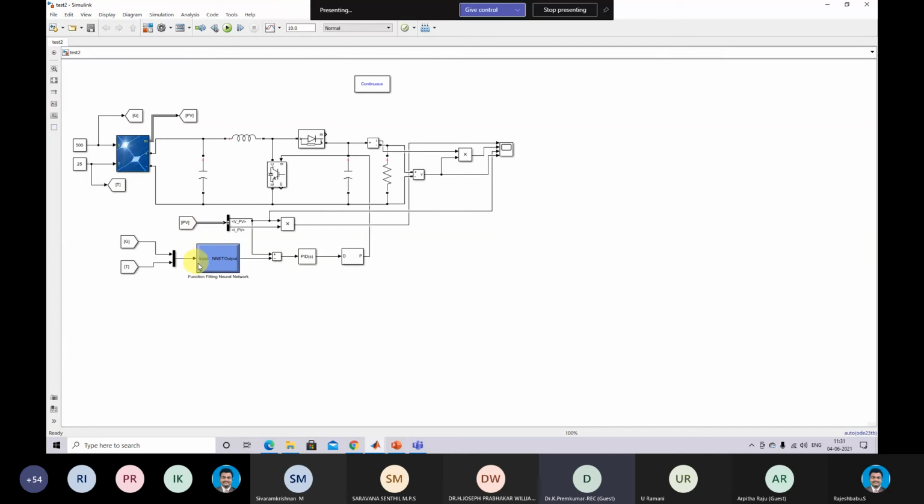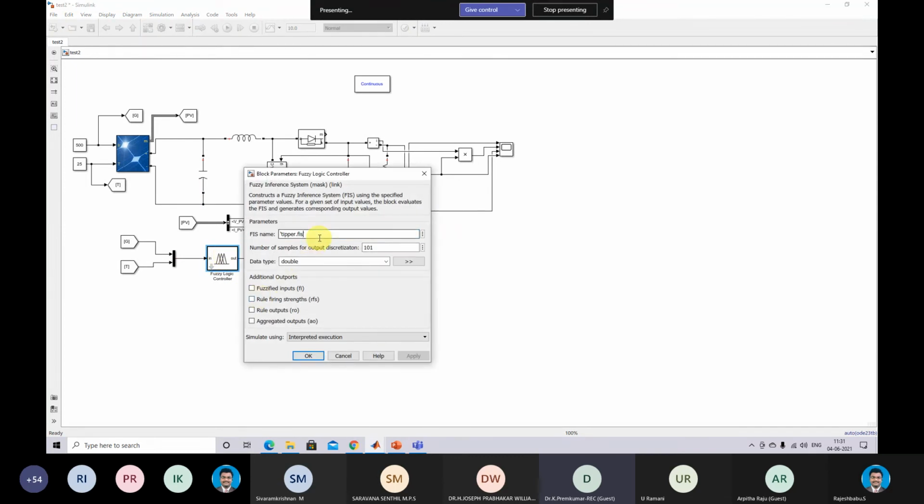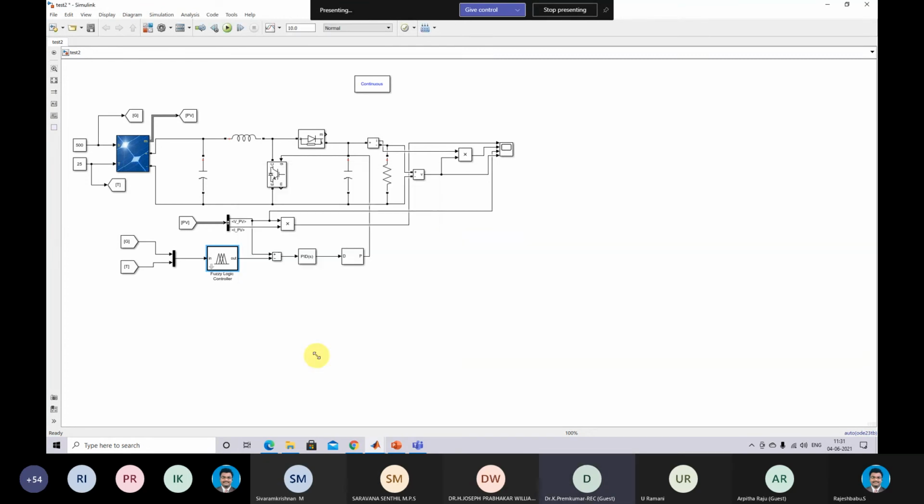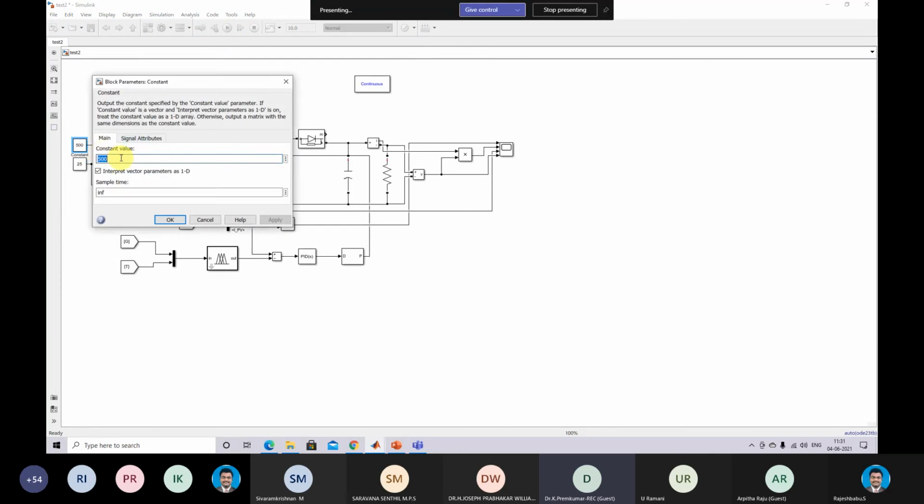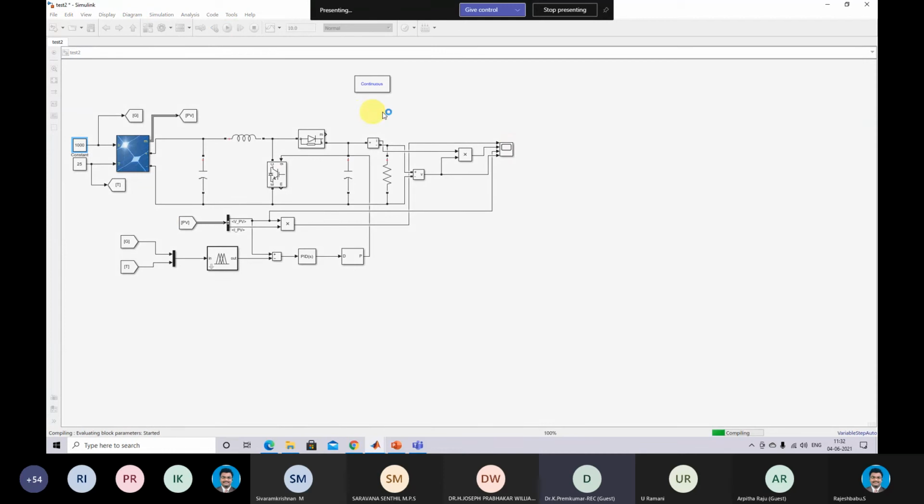So instead of neural network, here we are going to use the fuzzy inference system. So I'm going to delete this one. I'm going to use the fuzzy logic controller. So that's going to be connected here, and then you have to provide the inference system details here. Okay. So next I'm going to simulate the same model. So here initially I'm going to fix irradiation equal to 1000, and then I'm going to simulate this model.